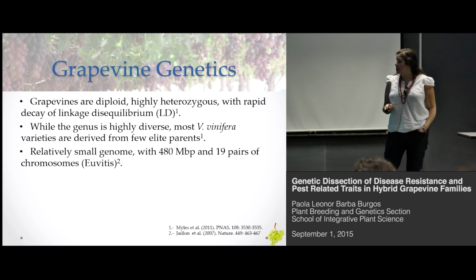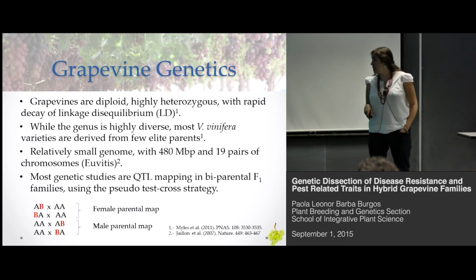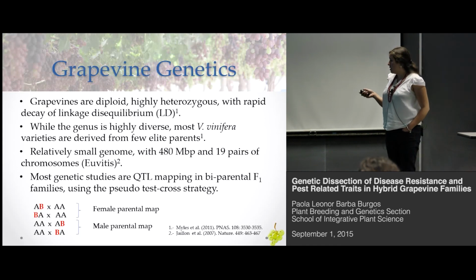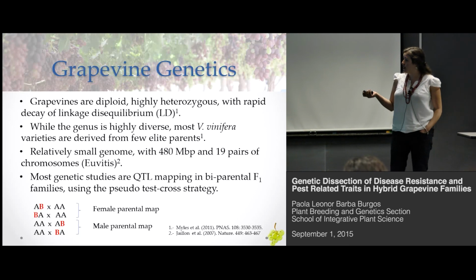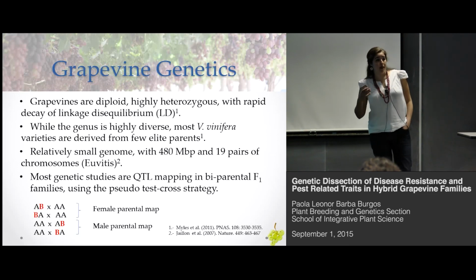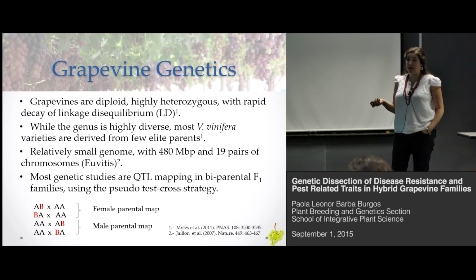Most of the genetic studies in grapevines are QTL mapping in bi-parental F1 families using the pseudo-test cross strategy. In this strategy, you use markers. Here I have a small scheme of markers that segregate either in the female parent or in the male parent. So you look for markers that are homozygous in one parent and heterozygous in the other, and then you construct a female parental map and a male parental map.